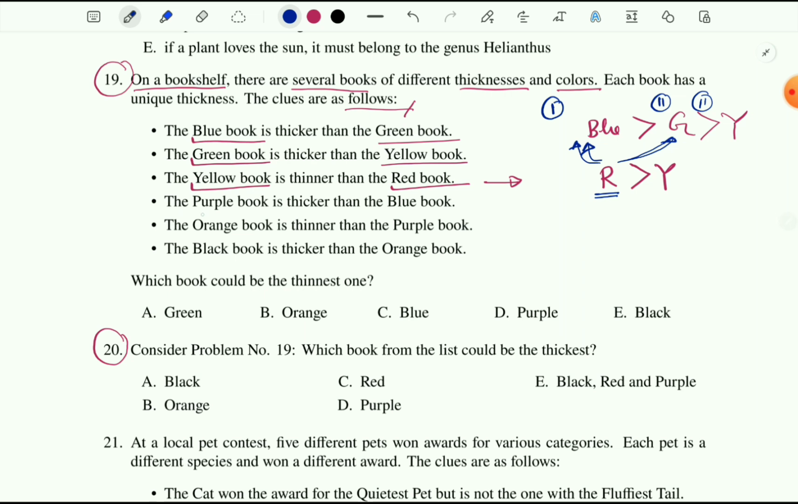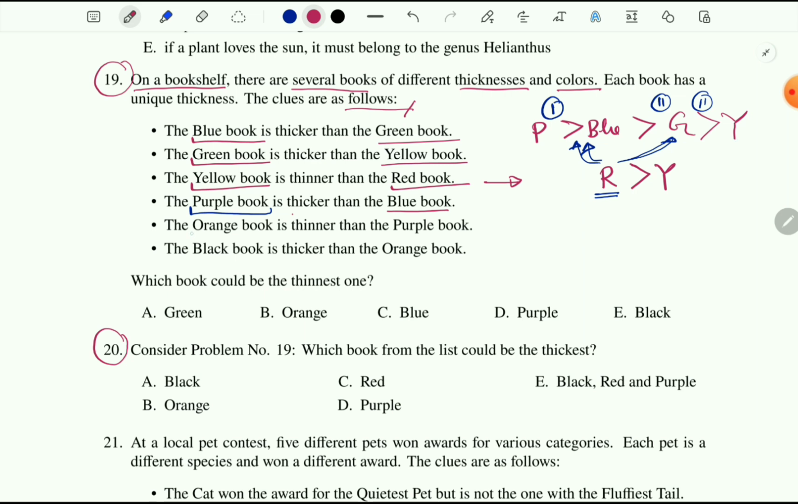Let's move on to our fourth clue. The purple book is thicker than the blue book. So this is easy. We can write here that the purple book is thicker than the blue book. Therefore, the purple book is thicker than green and also thicker than yellow.